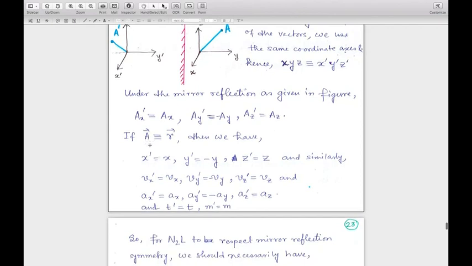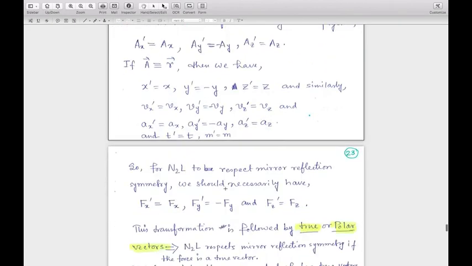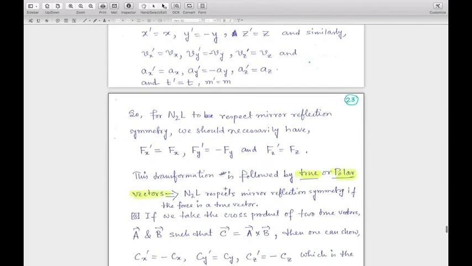Now if we take this arbitrary vector to be the position vector, we can easily say that x prime is transforming to x and z prime is transforming to z, but y prime has changed its sign. The same thing will be perceived for the velocity and acceleration vector. Now there is nothing for time and mass, so they will be unchanged. Now the question is, for Newton's second law to respect this mirror reflection symmetry, what will be the necessary condition?